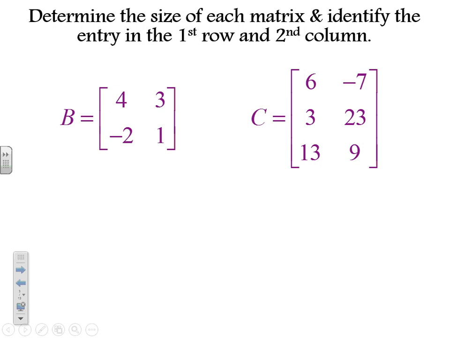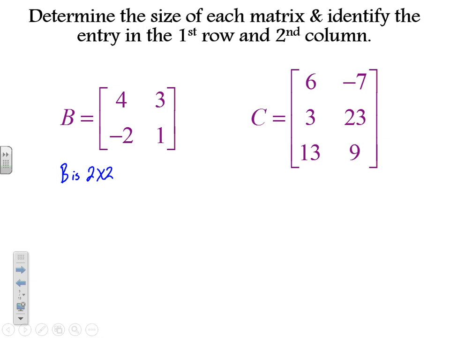So here what we're being asked to do is to determine the size of the matrix and identify the entry that's in the first row and the second column. So here, matrix B, we'd say that this is a 2 by 2 matrix because it has 2 rows and 2 columns.